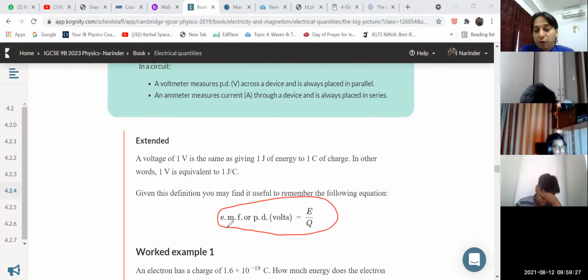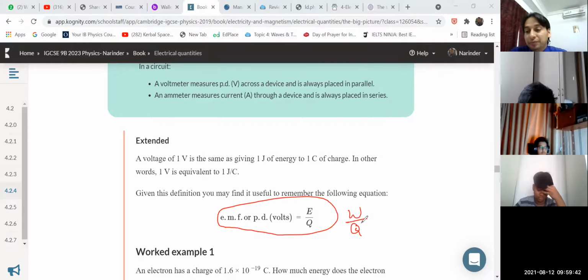Both are measured in volt, and this is E divided by Q. What is this E here? This E is the energy required. Or sometimes you can also find in some books, this is W by Q, work done per unit charge. Remember, in any way you can remember it: energy given to a charge, E by Q or W by Q.